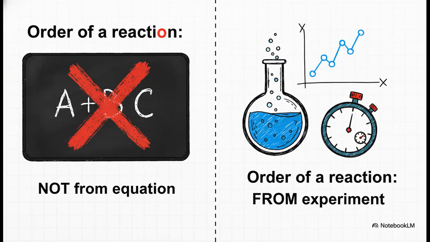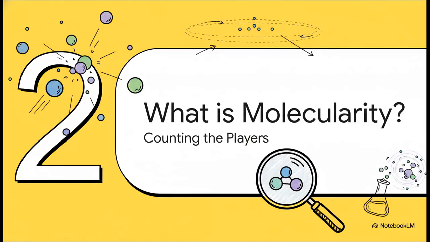And this is probably the single most important thing to remember about order. You absolutely cannot figure it out just by staring at the balanced chemical equation on a piece of paper. Nope. You've got to get in the lab, get your hands dirty. It's a purely experimental thing. It comes from running the reaction, measuring the results, and looking at the data. It's all about what actually happens, not what you think should happen. All right, so that's order.